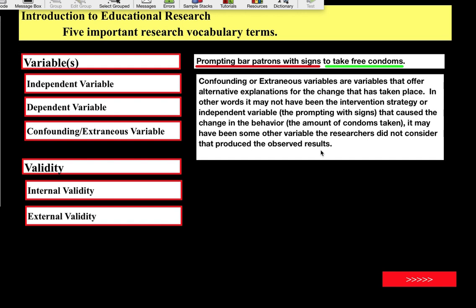So confounding or extraneous variables are variables that offer alternative explanations for the results and therefore may weaken the results. So researchers are always trying to control for confounding and extraneous variables. Okay, well, let's take a look at validity.